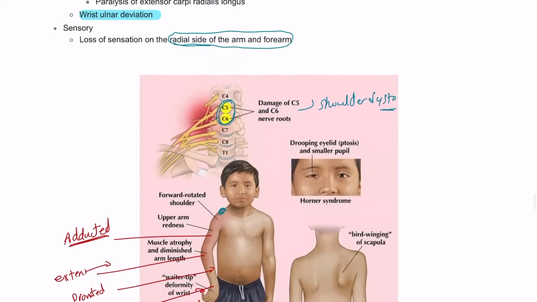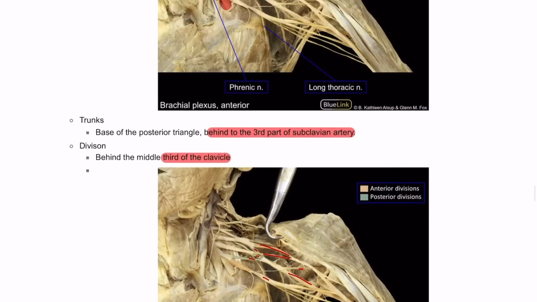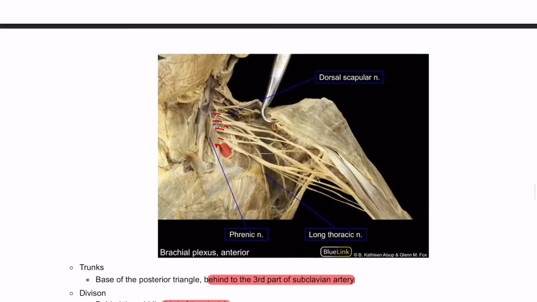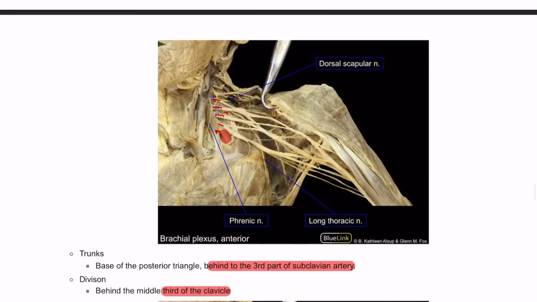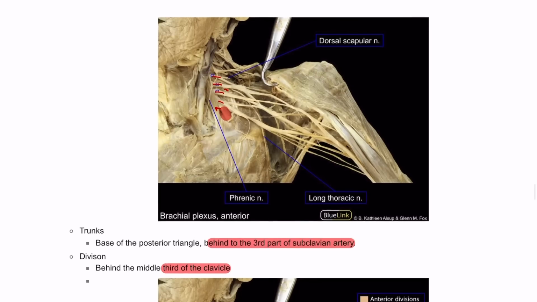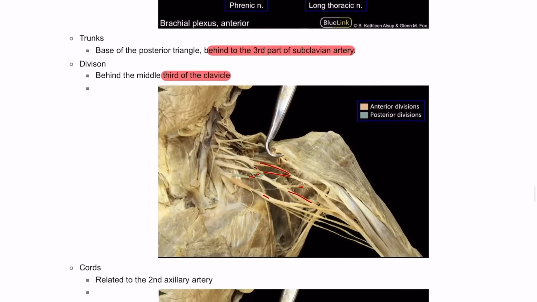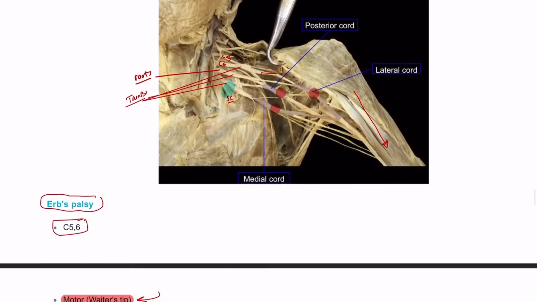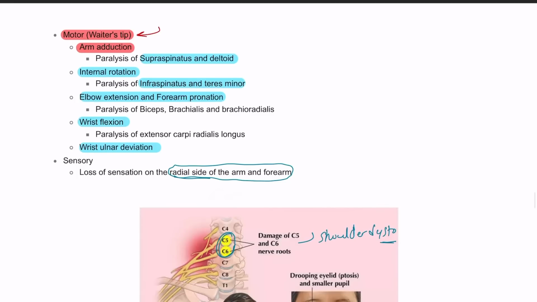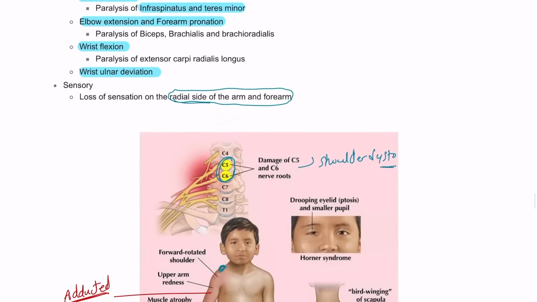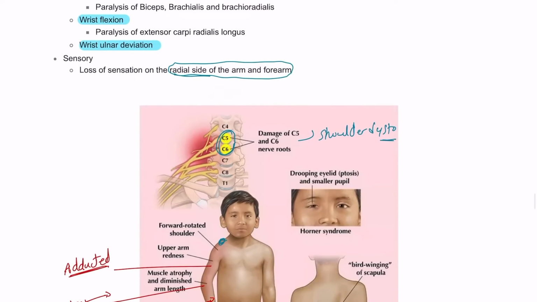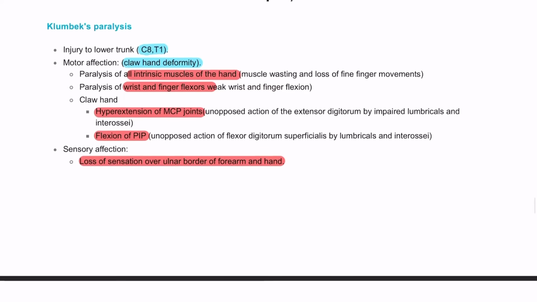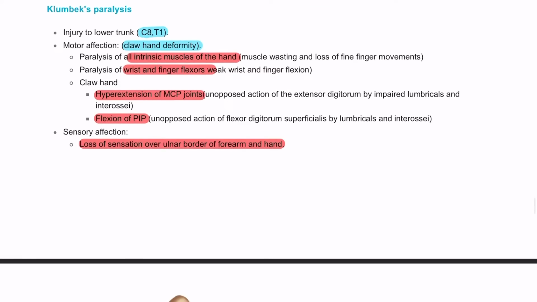Yeah, so that was the brachial plexus, and we talked about the roots, the trunks, the divisions, and finally the cords. And after that, we talked about Erb's paralysis and Klumpke's paralysis. The keyword is waiter's tip, and also the keyword is complete claw hand.